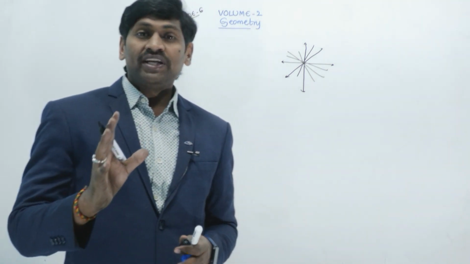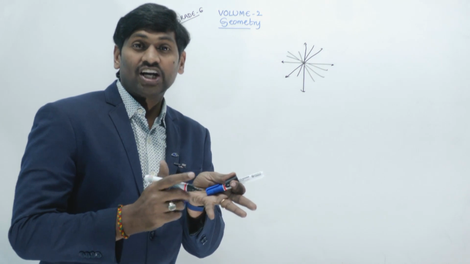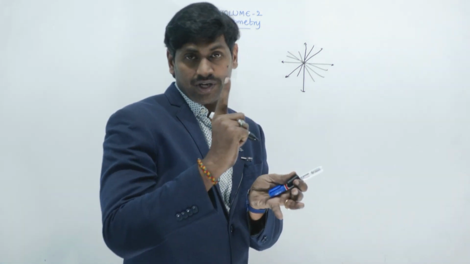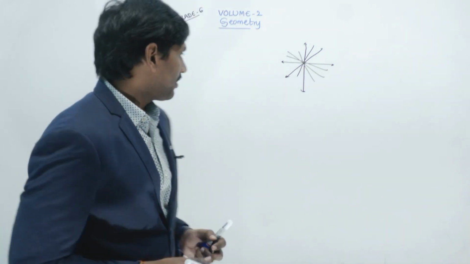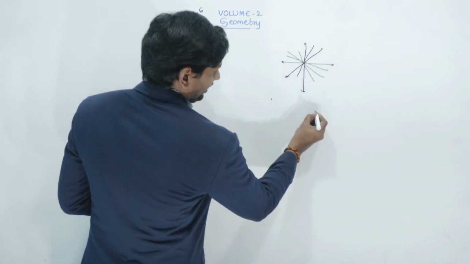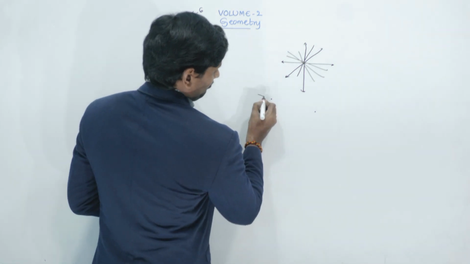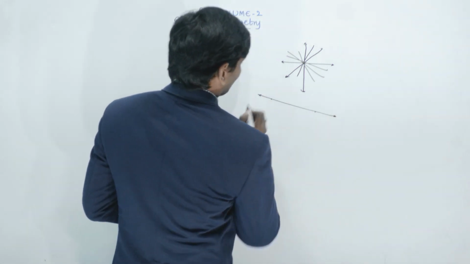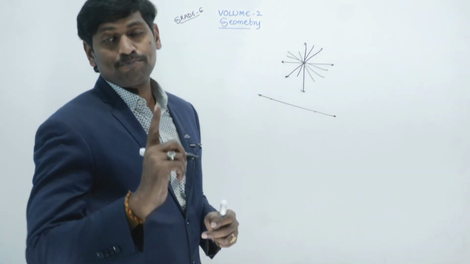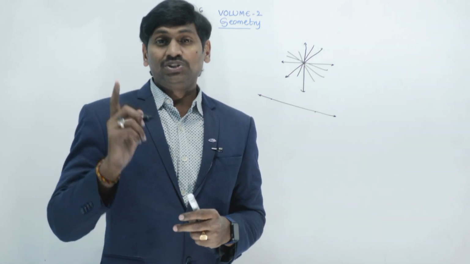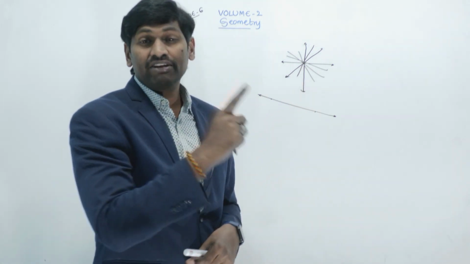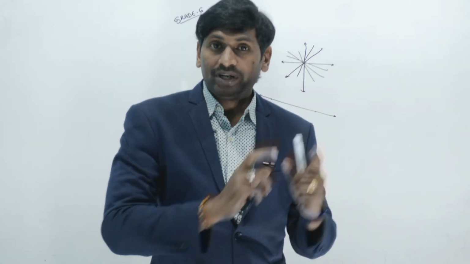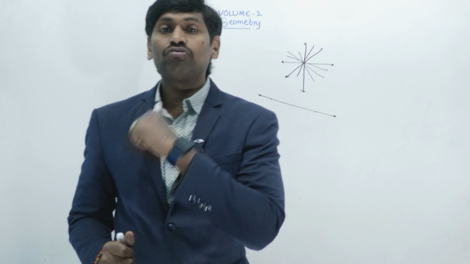How many lines can be drawn through one point? There are an infinite number of lines. If you take any 2 points, we can draw only one line. Only one line can be drawn through 2 points, but through only one point we can draw infinite lines.